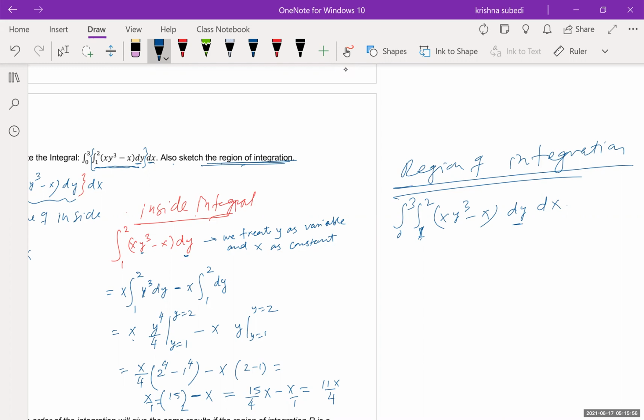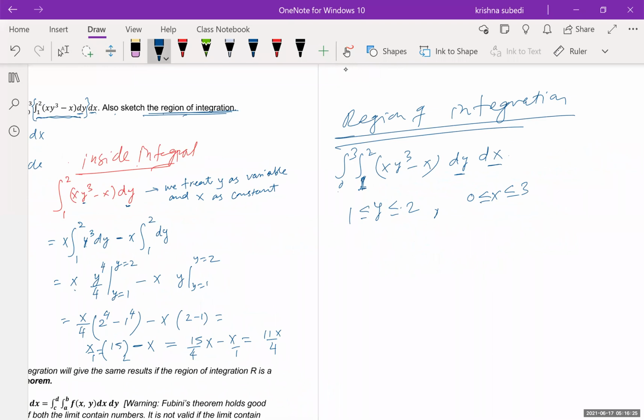So what it means is your region of integration will be y is from 1 to 2. Okay, so this limit is for y. So the y minimum limit, the lower limit, is 1 and the upper limit is 2. In the same way, the outside differential is dx, which means the outside limit, 0 to 3, is for x.